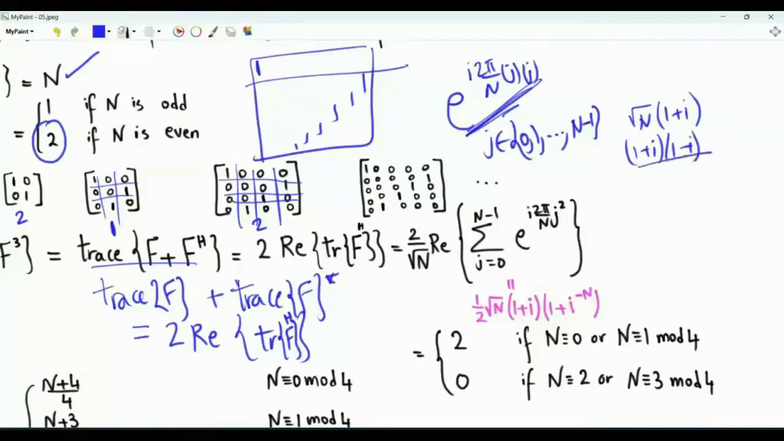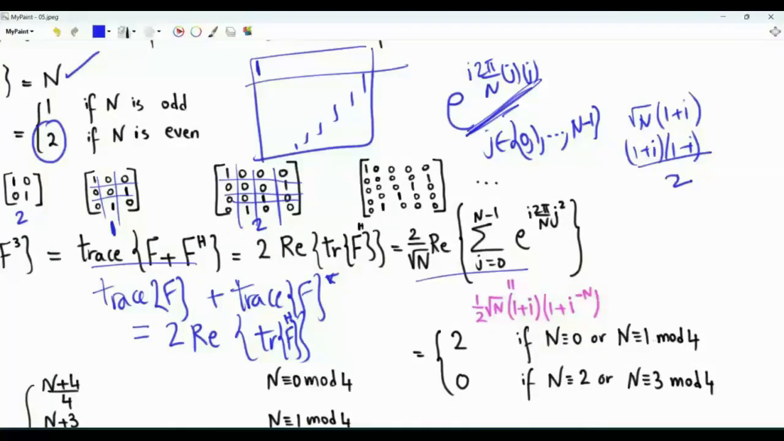1 plus I times 1 minus I, that's 2. 2 goes with 2, and we are left with square root n times 2 over square root n, that's 2 again. If big N is 0 or 1 modulo 4, then the result here is equal to 2.